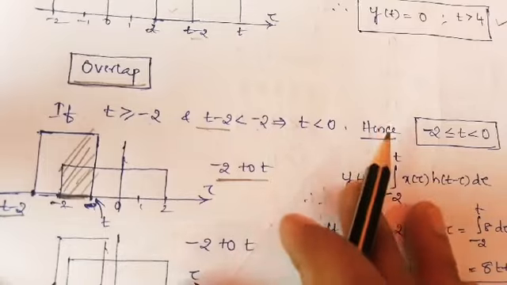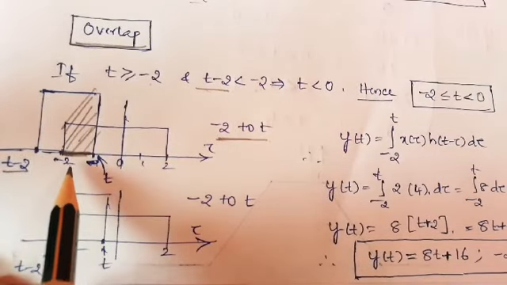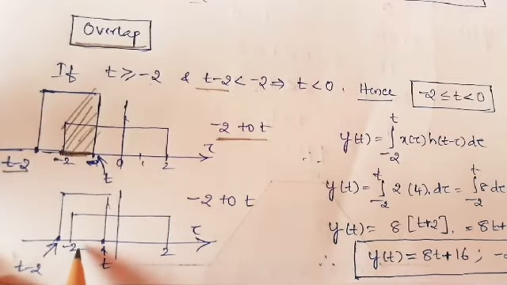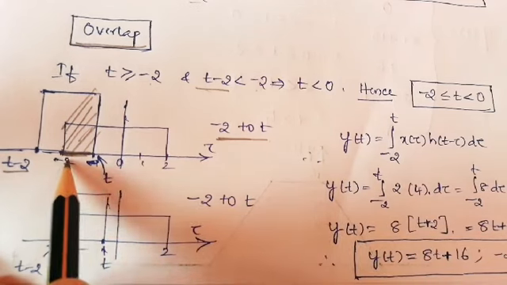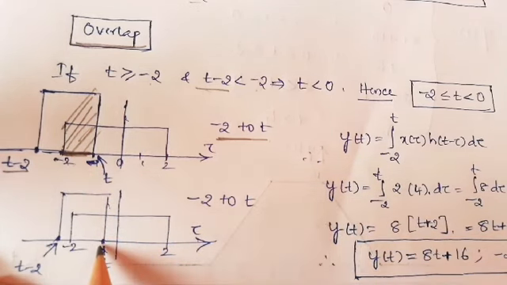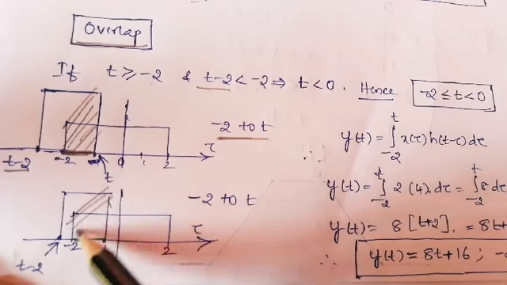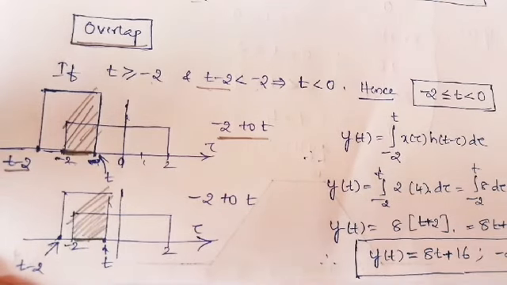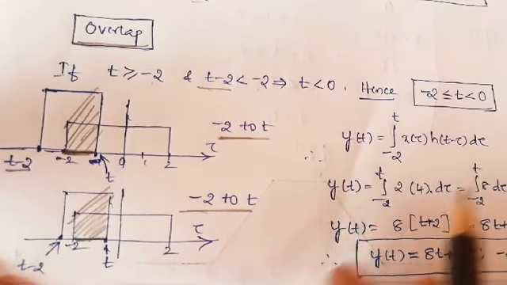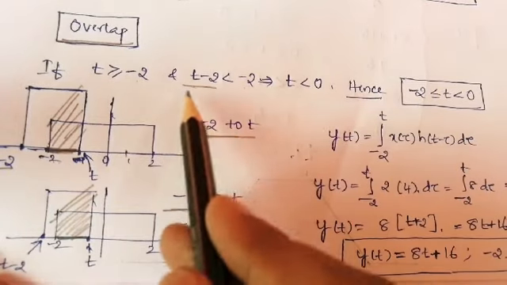For the same condition, I will take one more case. Here I took t very close to minus 2, but I will take it somewhere far from minus 2. Then for this case, same condition but another representation. Here what happens? Here also minus 2 to t. This amount of the sequence overlaps. So this is the overlap region. Here also minus 2 to t. Hence let us see this one.